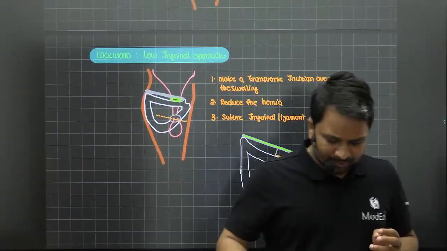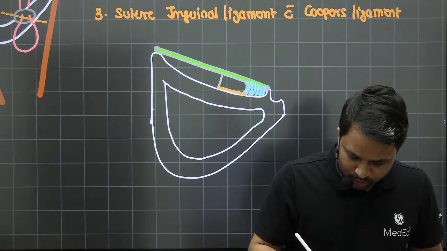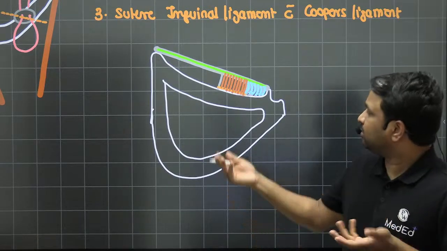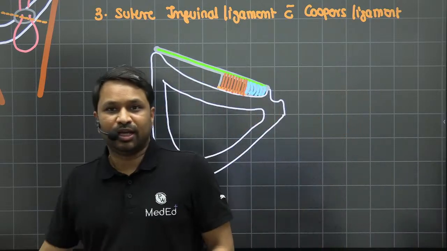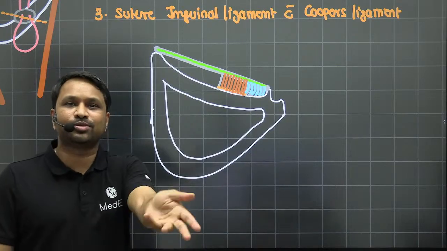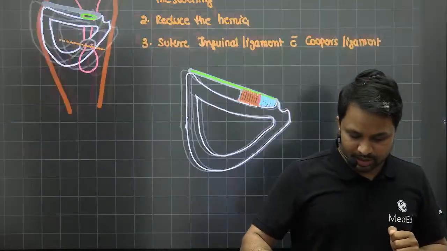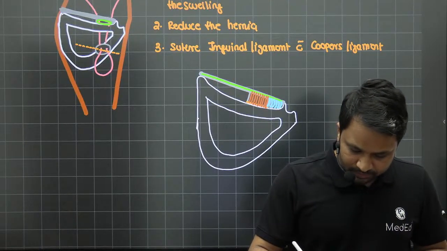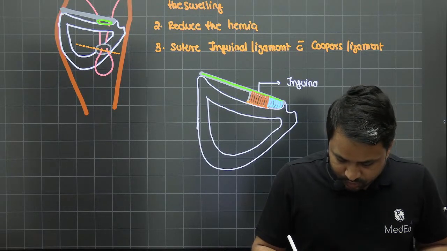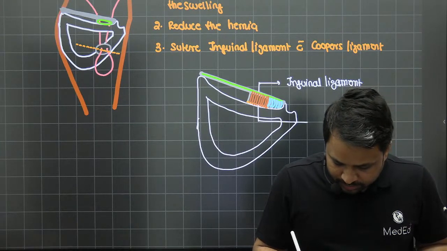So Lockwood says let's do one thing, we take a suture, right? We'll take a suture and then we'll suture this inguinal ligament to the Cooper's ligament. That's it, you have blocked it. If you have sutured the inguinal ligament to the Cooper's ligament, the entry point is blocked, and after that the hernia will not form at all. So this was one of the good repairs that we had. In fact, it is the simplest repair for the femoral hernia to be done. So here you have simply sutured the inguinal ligament to that of the Cooper's ligament.